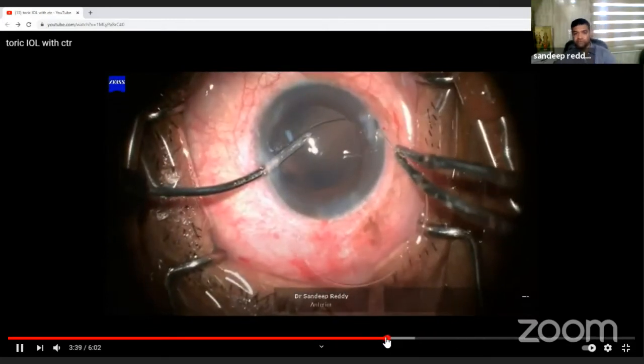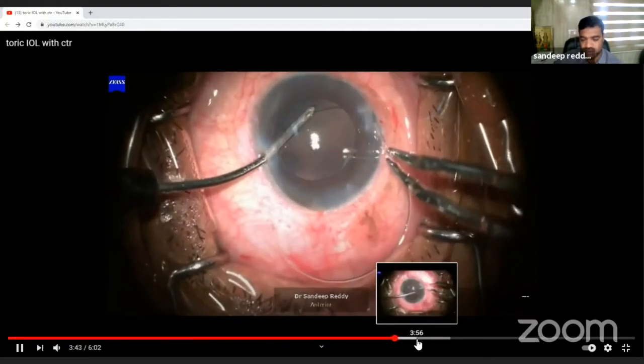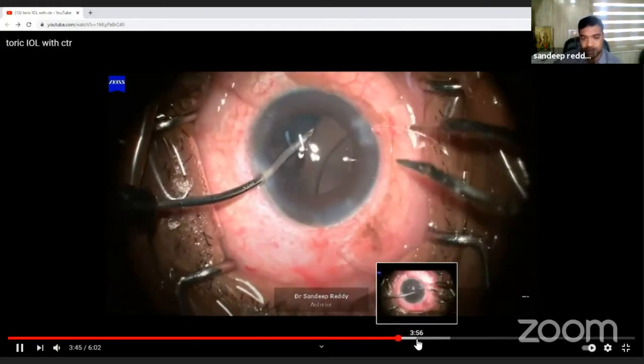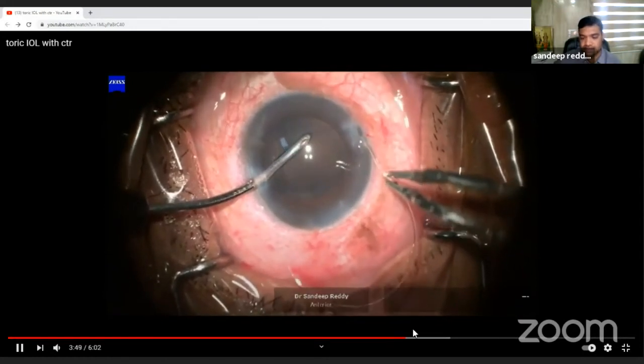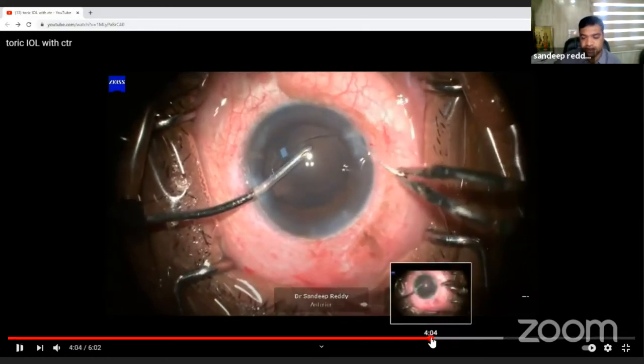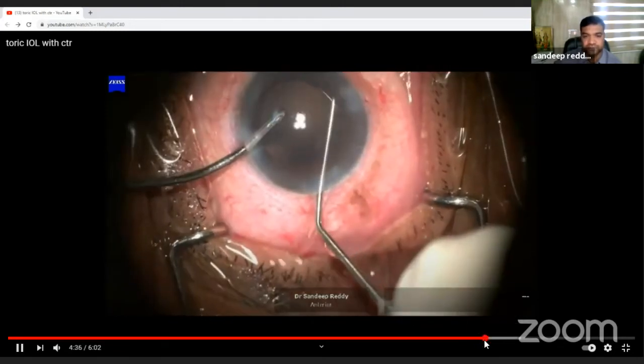This is a very high myope. That is the reason why I'm inserting a toric IOL, and also a CTR ring, so that the space in the bag comes down a little, and the toric lens will have better stability.